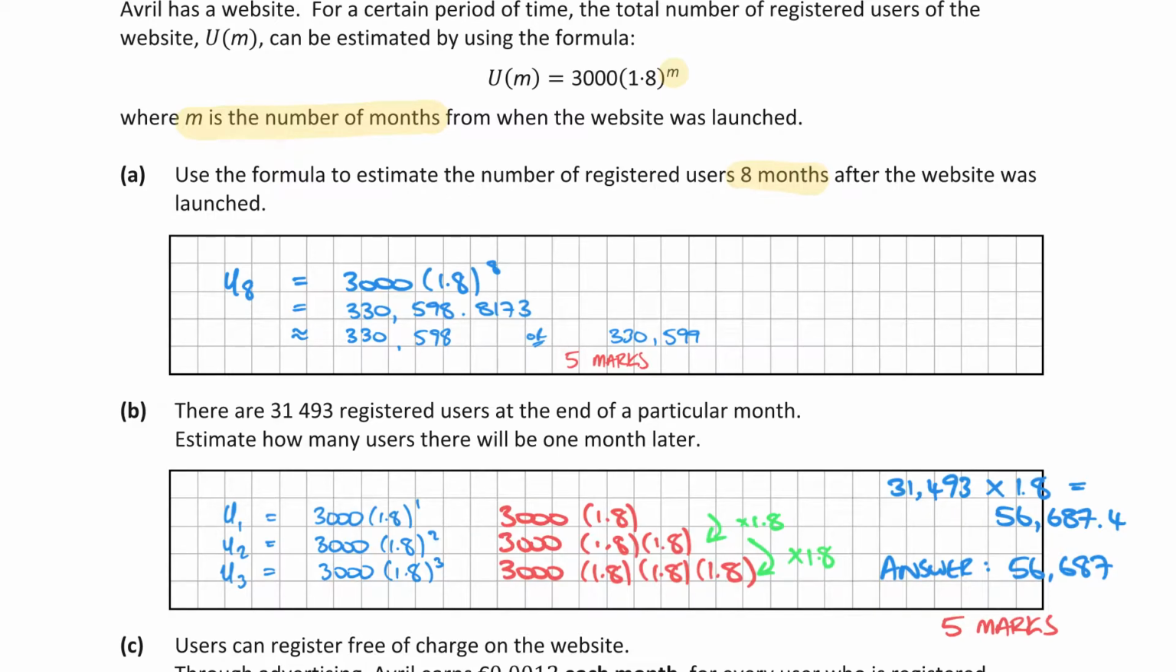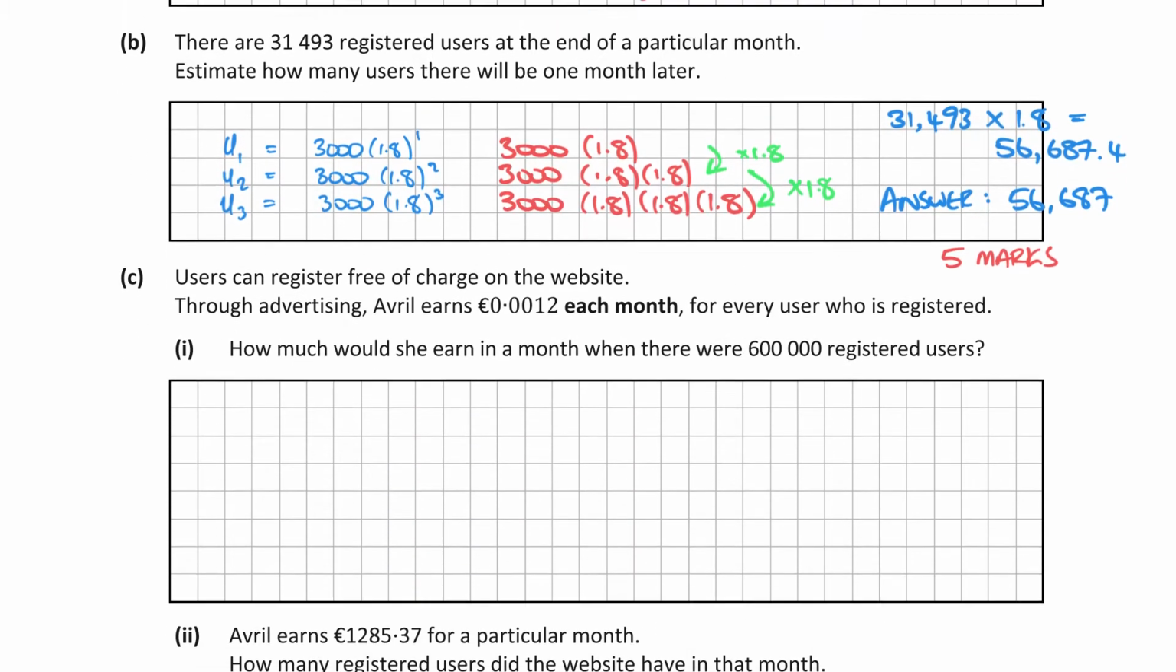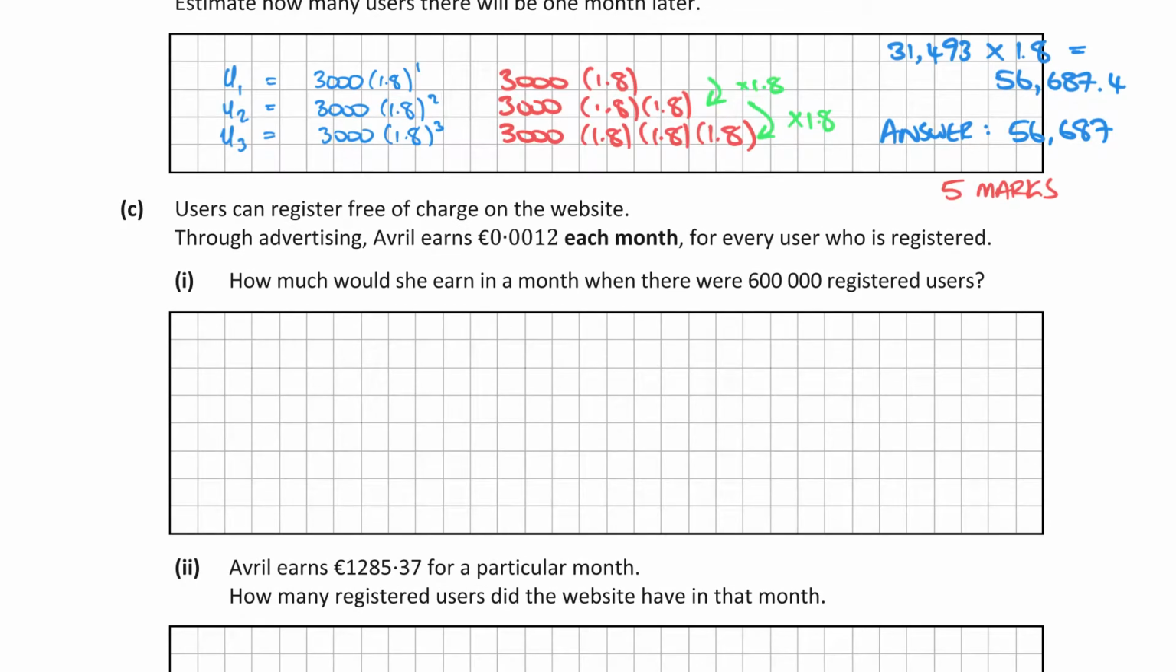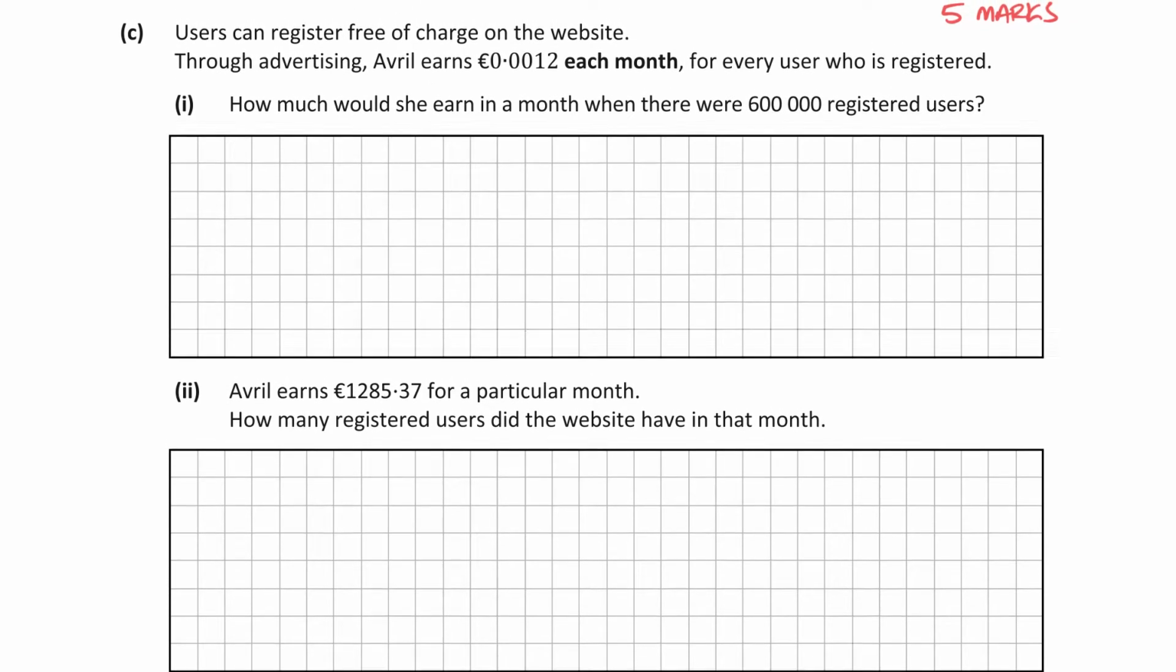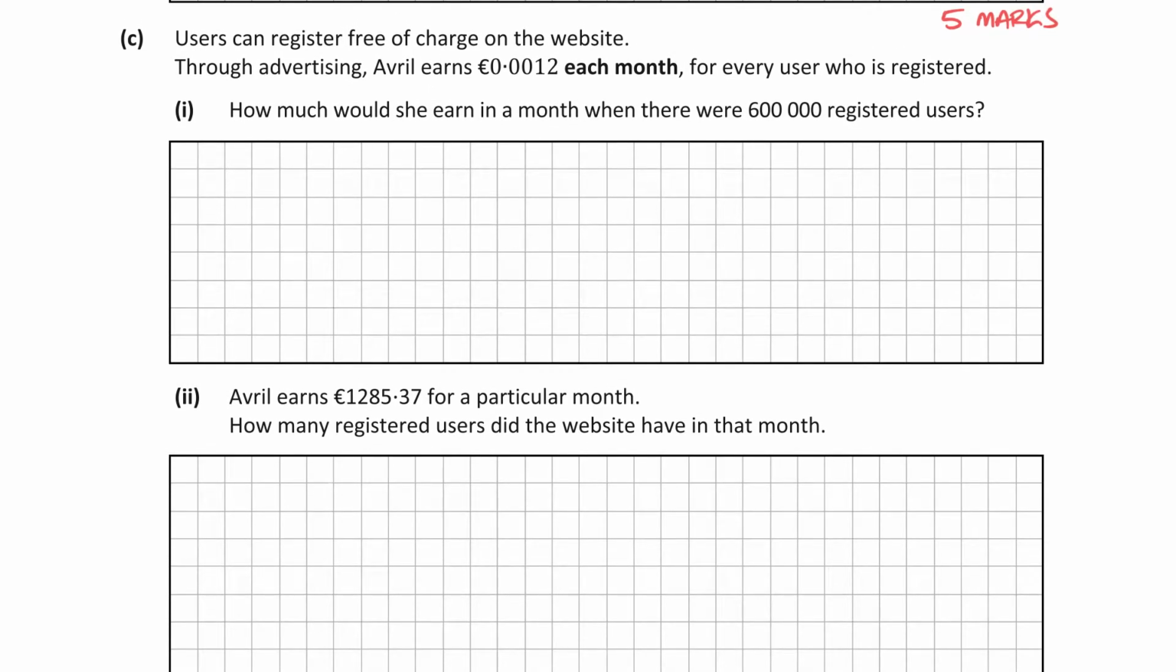So that brings us on to Part C. So, in part C, it says users can register free of charge on the website. Through advertising, Avril earns 0.0012 euro each month for each user who is registered. How much would she earn in a month when there are 600,000 registered users?